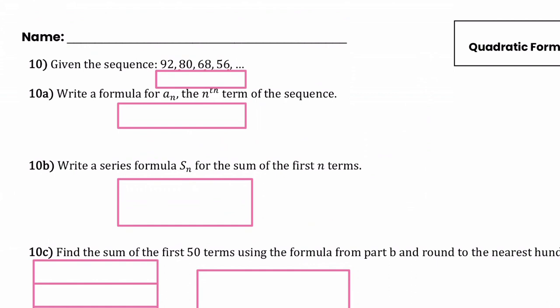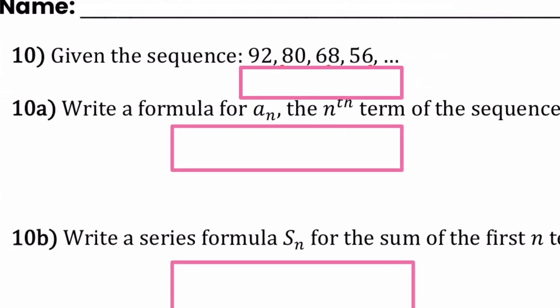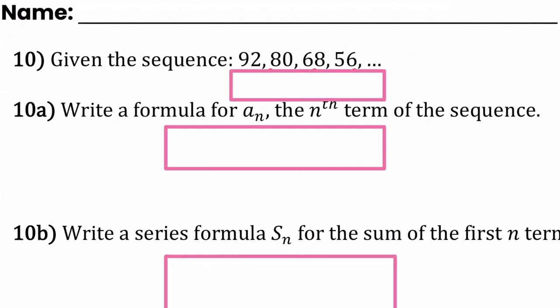Number 10. Given the sequence 92, 80, 68, and 56, it says write a formula for a sub n, the nth term of the sequence. So notice here, they don't tell us that it's arithmetic or geometric, and they also don't tell us if we have to write it explicitly or recursively. So that's up to us to decide, except for the fact that you have to determine if it's geometric or arithmetic. So let's see. We're trying to identify a pattern that exists here.